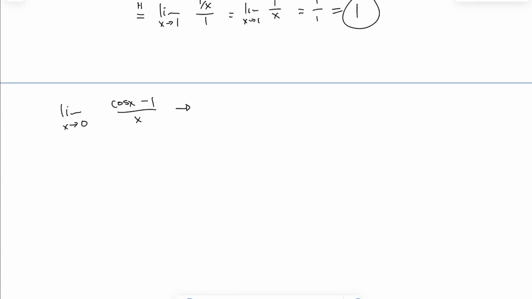So when I try to plug in here, I get cosine 0 minus 1 divided by 0. That's 0 on the bottom. Cosine of 0 is also 1. So this is 1 minus 1 over 0. So it is 0 over 0. All right. Then I should use L'Hopital's rule. I'm taking the derivative up top. Somebody say, what's the derivative on top?